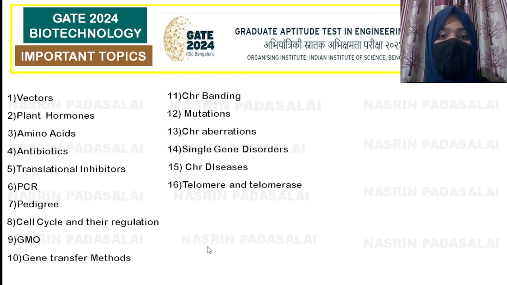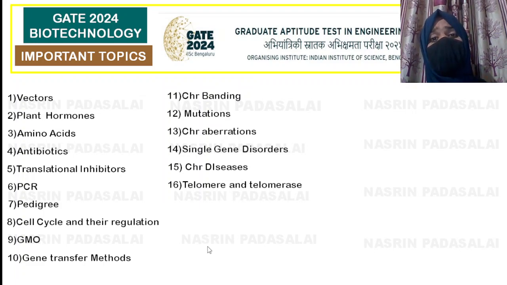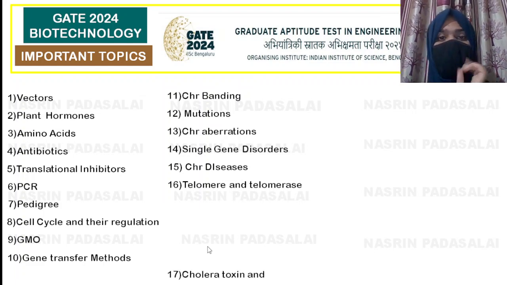Next, telomere and telomerase, both are important. What is the specific unique activity of telomerase, whether it is DNA dependent or RNA dependent, whether it has reverse transcriptase activity or not, like that. And for telomere, you need to know the structure and sequence of the human telomere. Once, in the GATE examination and also in some other examinations, they asked about the sequence of telomere. 5' to 3', you need to know the sequence.